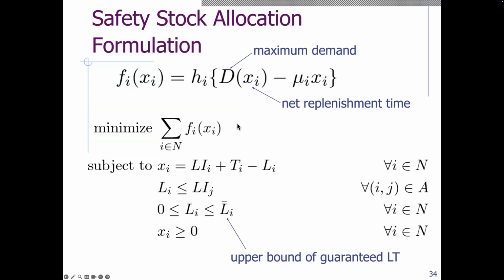The first constraint defines the net replenishment time is equal to entering LT_i, which is a variable, plus processing time T_i, which is a constant, minus guaranteed lead time, which is also a variable. The second constraint means that the entering lead time of facility J is greater than or equal to the guaranteed lead time of facility I if there exists an arc between I and J, i.e., facility I is a supplier of facility J. The third constraint restricts the lower and upper bounds of the guaranteed LT, and finally, the fourth constraint defines the non-negativity of the net replenishment time.